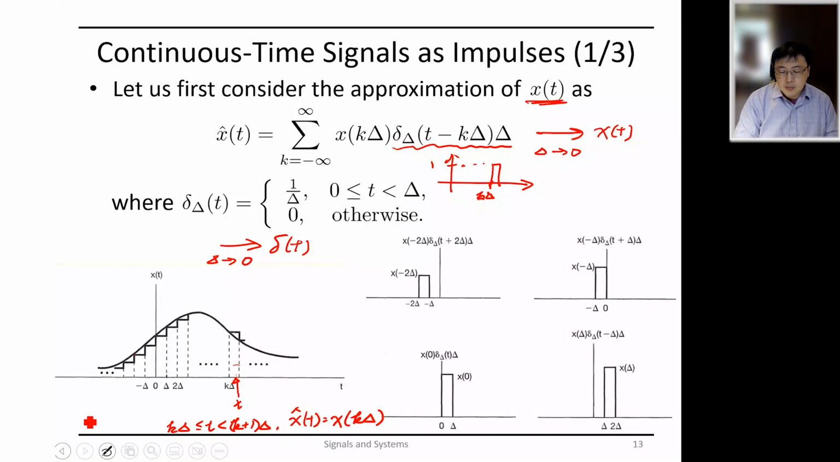Okay, so in this part, we're trying to extend the concept of discrete time signals to the case of continuous time signals. Analogous to discrete time signals, where we can view discrete time signals as a superposition of these unit impulses, we can approximately view a continuous time signal as a superposition of these very short rectangular pulses, with delta going to 0 in the limit.